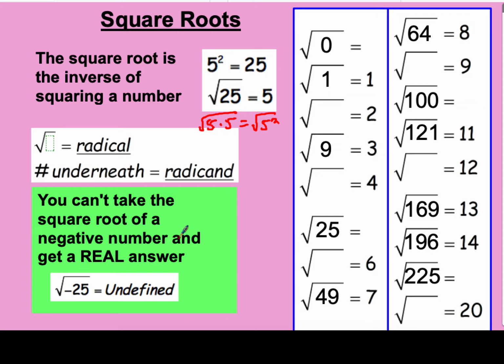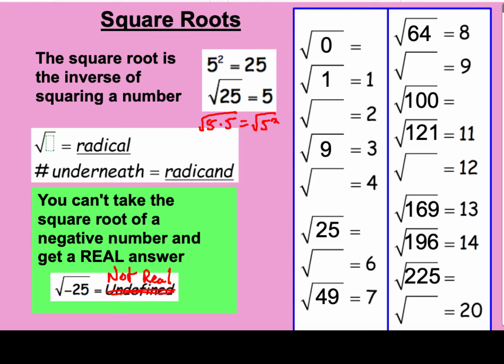You can't take the square root of a negative number. You won't get a real answer. Sometimes we call those undefined. A better way to say that, actually, I'm going to cross that off, is just to say that your answer is not real. It's not a real answer.